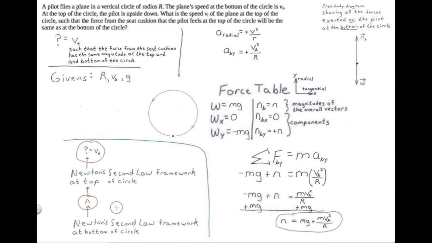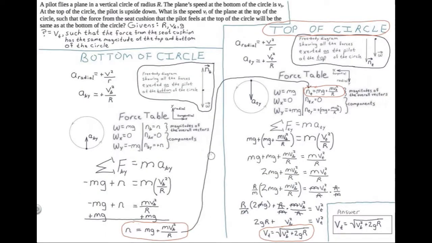Now, according to our plan, next we need to substitute our result for n into the Newton's second law framework as applied to the pilot situation at the top of the circle. Our plan is to use the Newton's second law framework for the top of the circle to determine v sub t, the pilot's speed at the top of the circle. We need to substitute our result for n into the Newton's second law framework applied to the top of the circle. Then we can use it to determine v sub t.